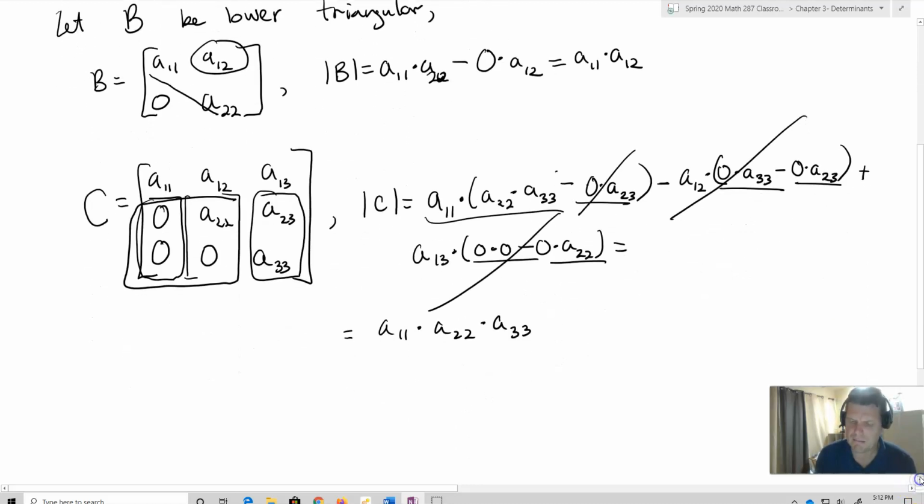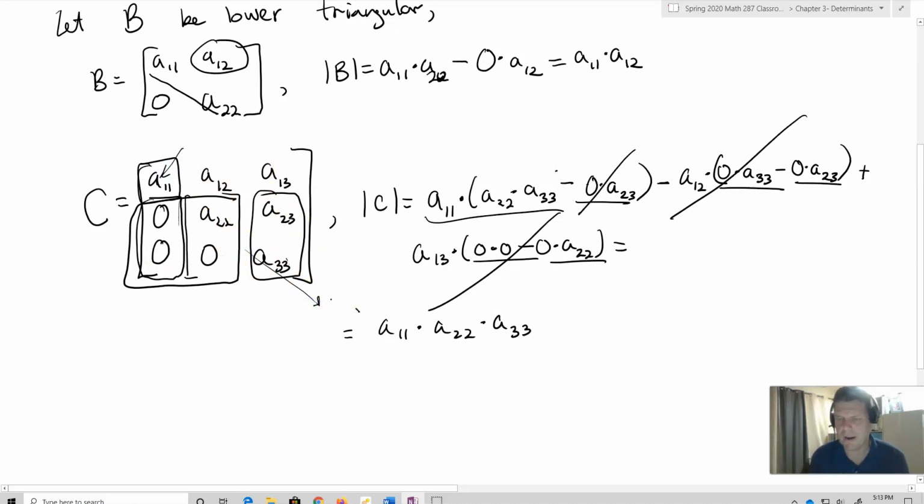And so this is a kind of handy little thing to have happen. If you want to, you can check it for a 4 by 4. What you'll see is that this first term will be multiplied by a 3 by 3 matrix that is also lower triangular. Since it's triangular, its determinant is only the multiplication of its diagonal. So it ends up being this first term times the diagonal of that next matrix, and then every other term ends up getting zeroed out.